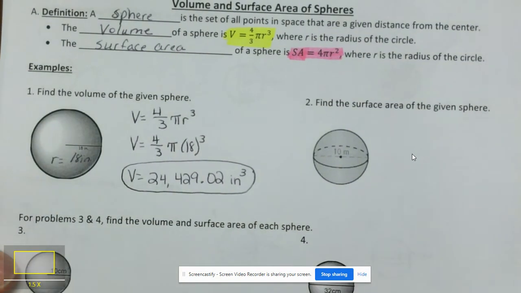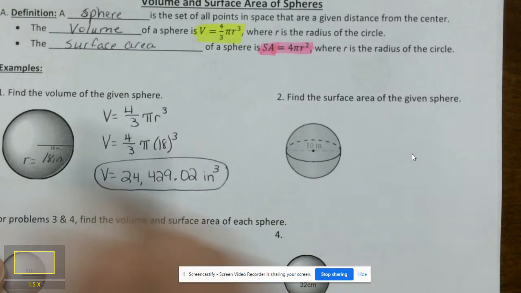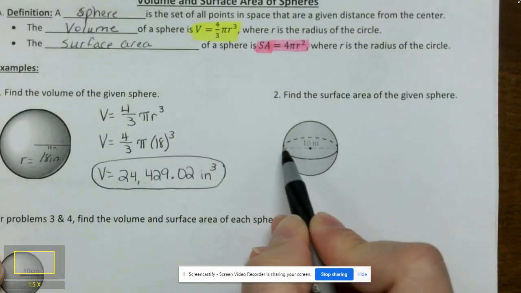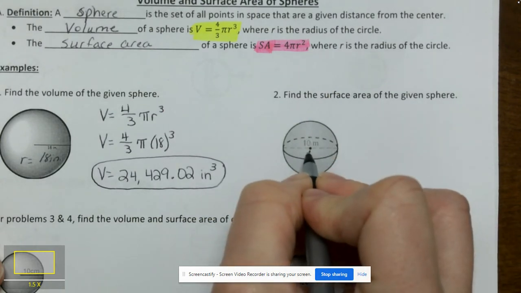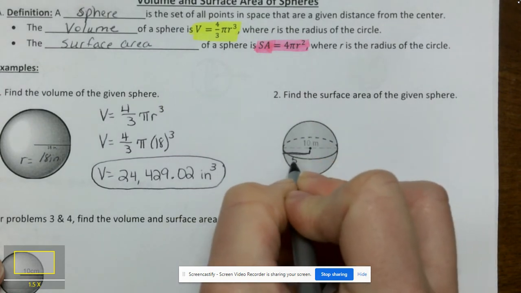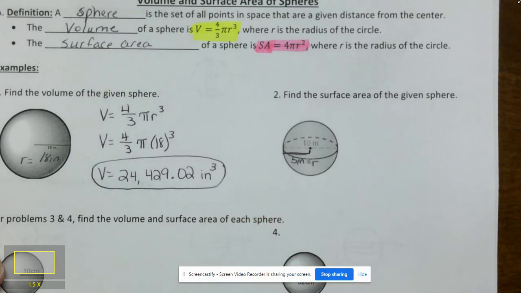All right, let's look at an example of surface area. It says find the surface area of the given sphere. Now this time we're told the diameter of this sphere, which is 10 meters. So if I just want this portion right here, I'm going to have to divide that 10 in half. So this is going to be 5 meters, and that's what my radius is equal to. Okay, so my radius is 5 here.